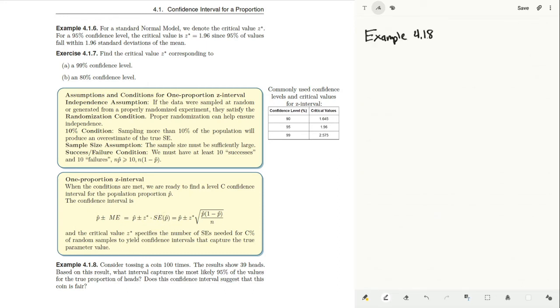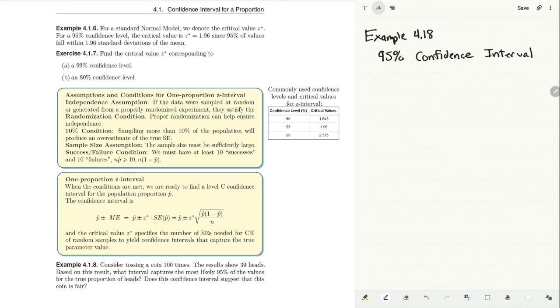So now let's look at an example. Consider tossing a coin 100 times and the results show 39 heads. Based on this result, what interval captures the most likely 95% of the values for the true proportion of heads? And does this interval suggest that this coin is fair? So here we're looking for a 95% confidence interval. The first thing we need is the estimate.